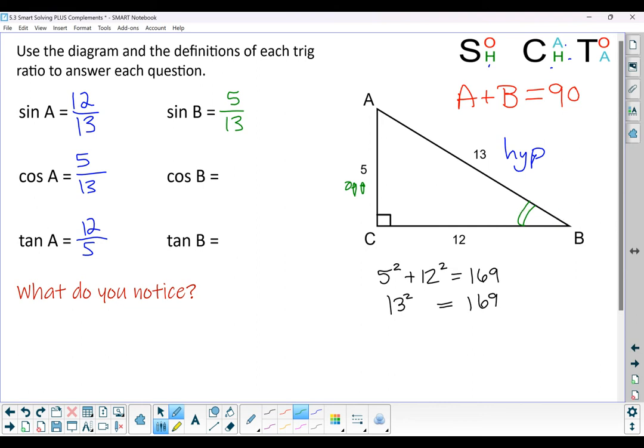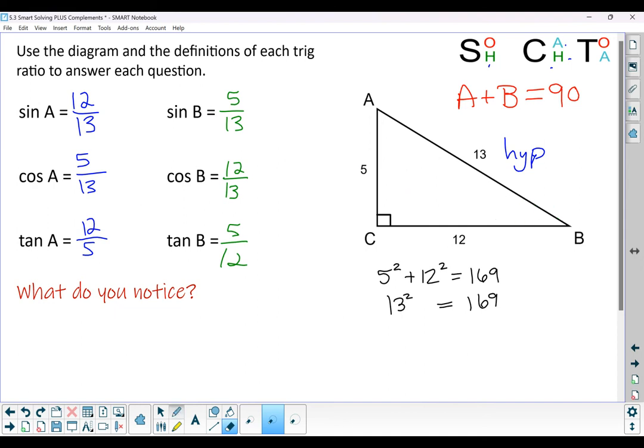The cosine of B is adjacent over hypotenuse. So that'll be 12 over 13. And the tangent is opposite over adjacent. So that's going to be 5 over 12. So now that we have all these listed out in fraction form, let's think about if we notice some patterns.